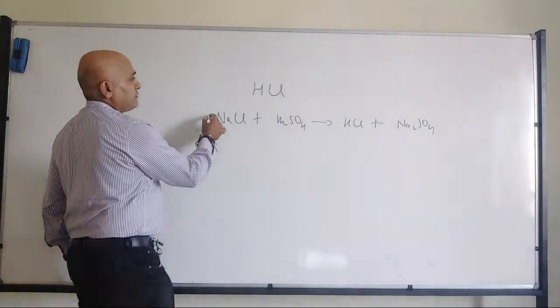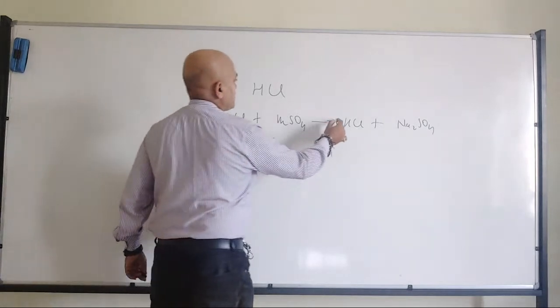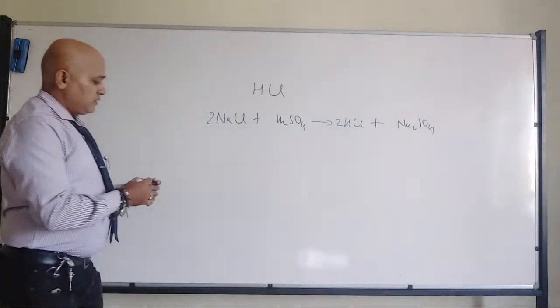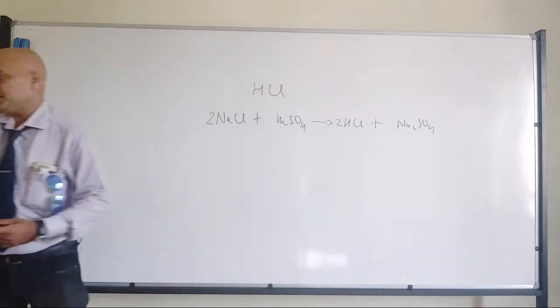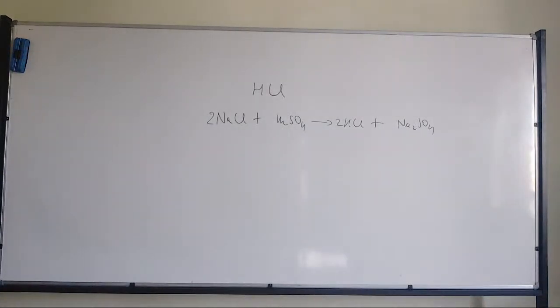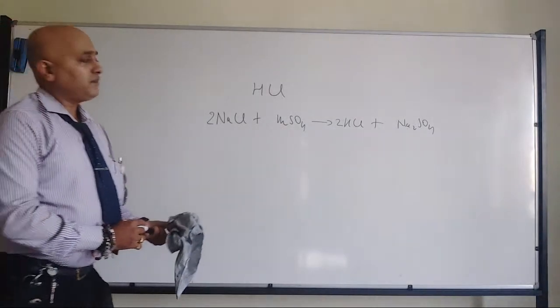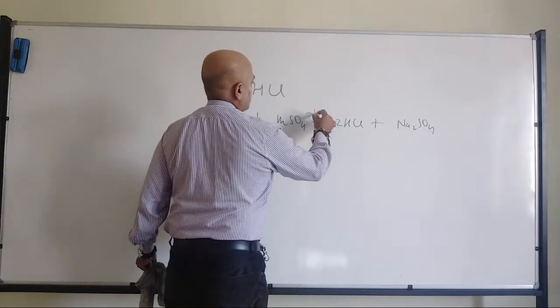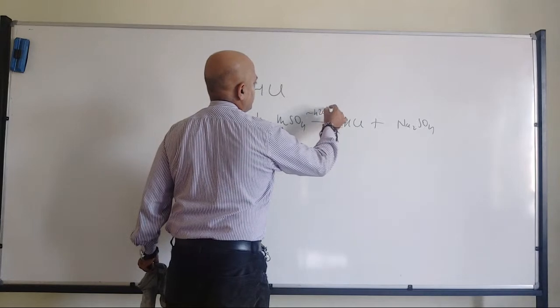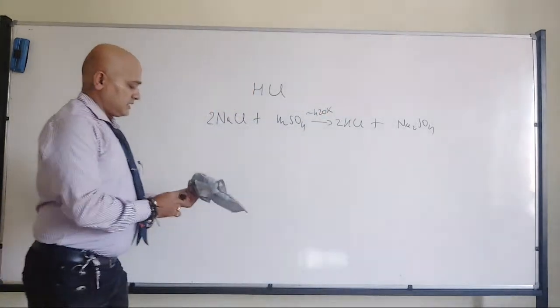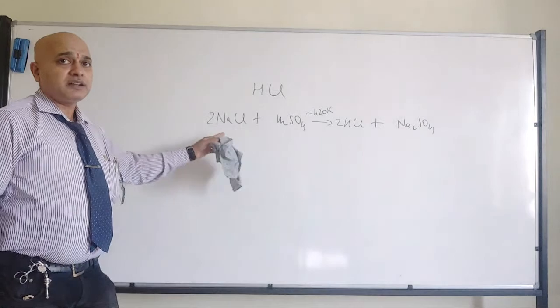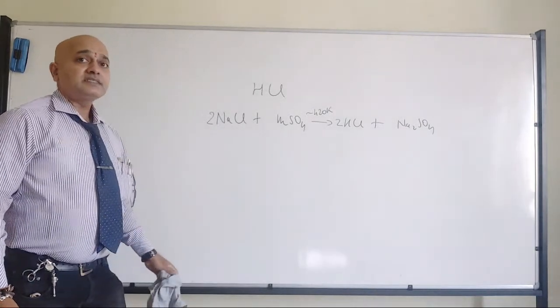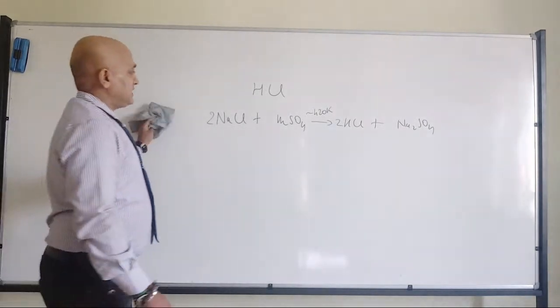So now here I will make it as 2. That's one of the methods for the preparation of HCl, at approximately 420 Kelvin. Fine. This reaction I have written here because the same reaction we have discussed earlier also.